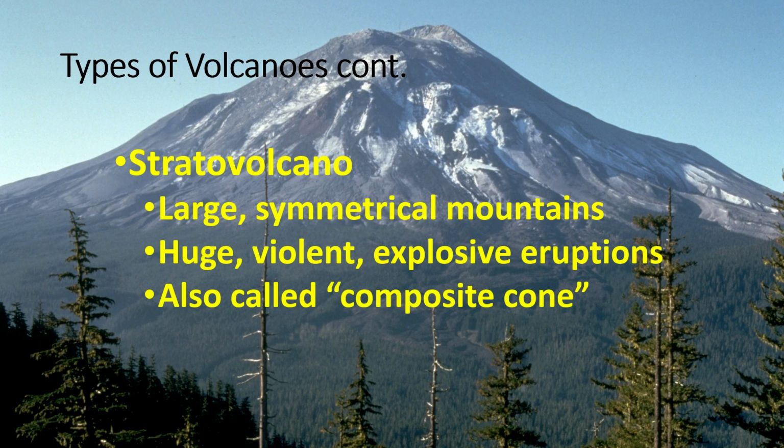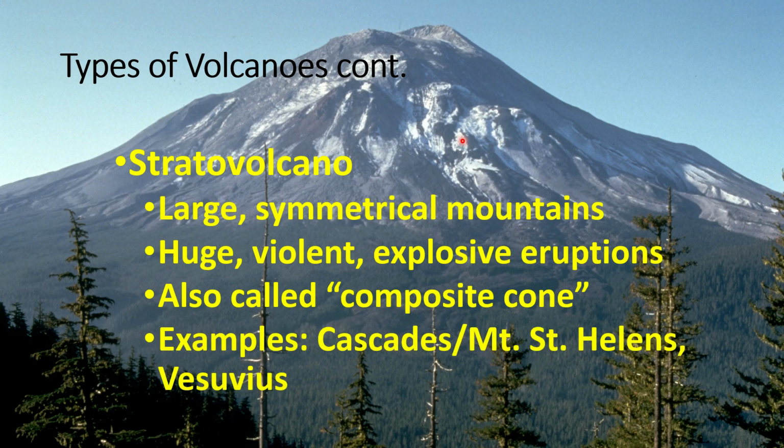They're also called composite cone volcanoes because, let me get my laser pointer, because every time one of these erupts, it'll spew out a layer of lava that flows out, followed by a ton of ash. So if you were to cut through the center of this volcano and look at a cross section of it, it would be a bunch of different layers of ash and lava on top of each other. So that's why it's called a composite cone volcano.